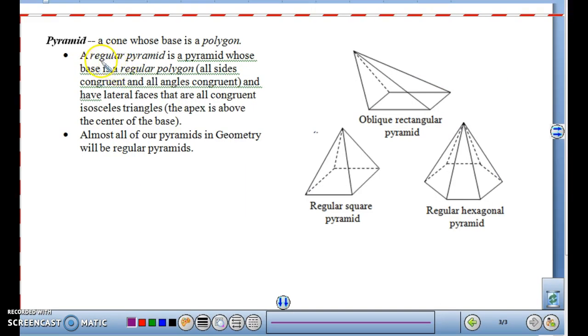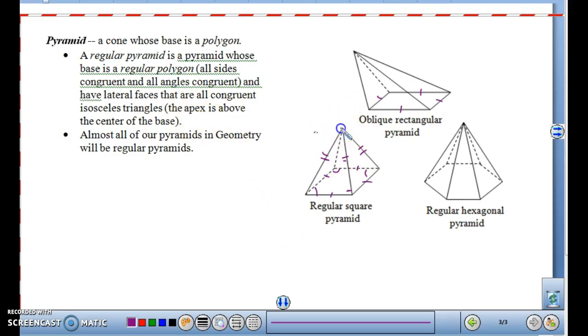So a regular pyramid is a pyramid whose base is a regular polygon, which means all the sides are congruent and all the angles are congruent as well. And they have lateral faces that are all congruent isosceles triangles. Each face of this, well, this one's not oblique, but this one is. All the bases are congruent. All the angles are congruent for the base. And each of the sides is an isosceles triangle. So this face is an isosceles triangle, this one's an isosceles triangle, the one in the back and the one in the side are isosceles triangles.